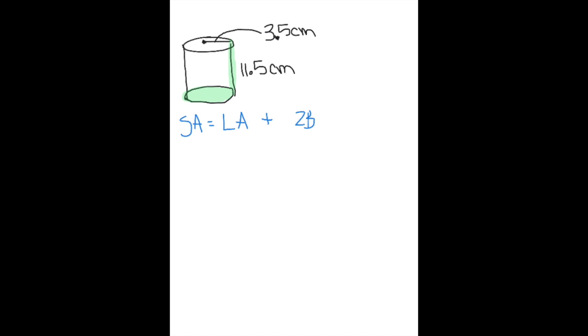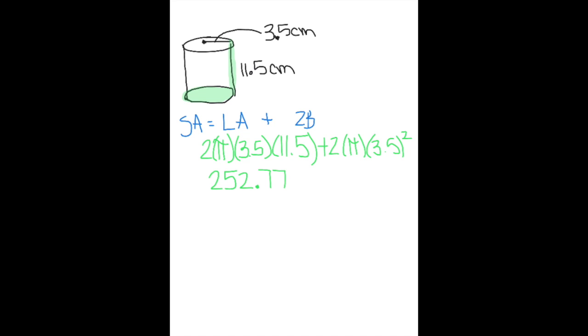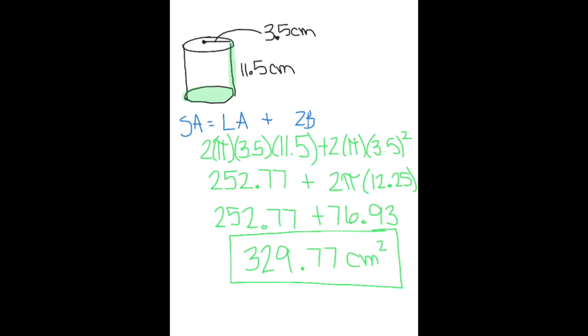I start by writing out my formula and then filling in what I know. I'm going to start by filling in the lateral area and taking 2 times pi, which we'll use 3.14 in our calculations, times the radius of 3.5 times the height between my bases of 11.5. Then I fill in my area formula, so 2 times pi times 3.5 squared, and then I begin to simplify each side of that plus sign. Remember, when we use pi, we are using 3.14 and not the pi feature on our calculator. When it's simplified, we have a surface area of 329.77 centimeters squared.